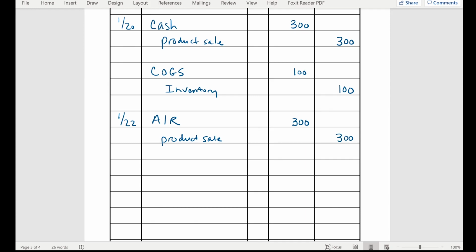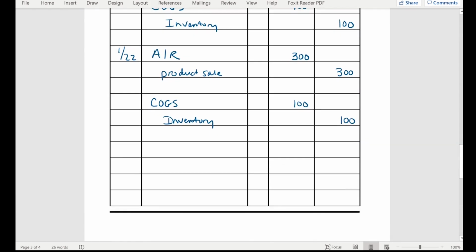Again, you also have to do that cost of goods sold. So I'm going to do the COGS down here, and then I'm going to do the inventory to adjust that. That's a debit to COGS for $100 and a credit to inventory for $100. Now the business owner has to pay rent.